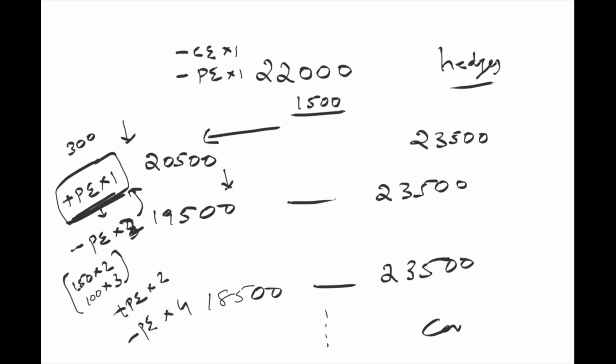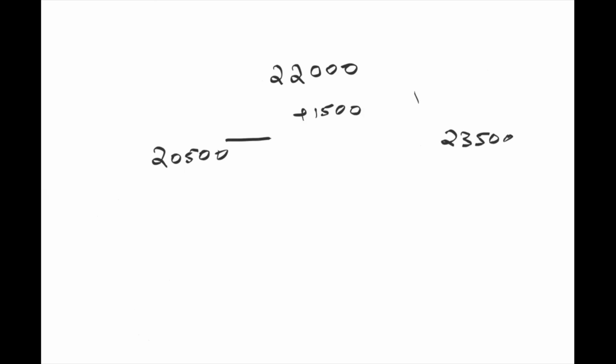So now your range extended from 18,500 to 23,500. You can keep on doing this as long as you have the capital. Now on the upside, let's say 22,000, your premium collected is 1,500, downside break even is 20,500, upside break even is 23,500. If Nifty comes to 23,500, so here you have minus CE 1, minus PE 1. So what will you do? You will have to buy this. Okay, so plus PE 1.